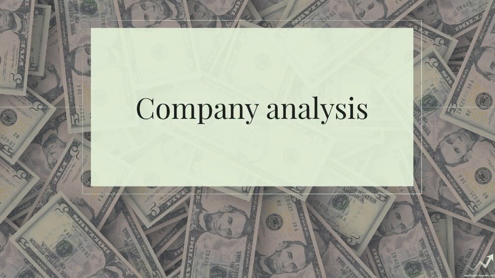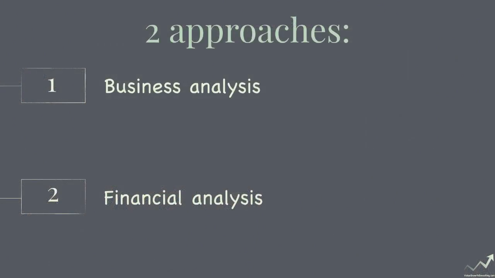Now that we've screened our stocks, we've got them down to a much more manageable number to analyse further. And there are two main ways to do this. The first one is to look at the company itself. What products does it sell? What are its services? What's its business model? And what are its competitors?